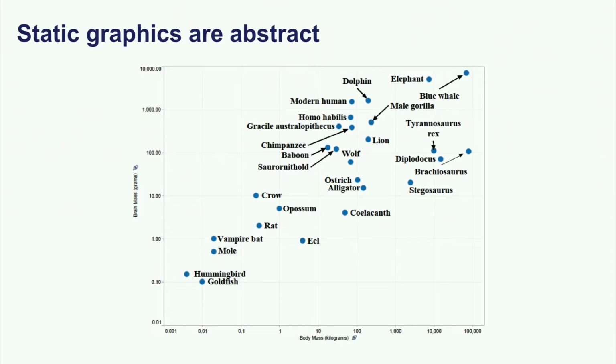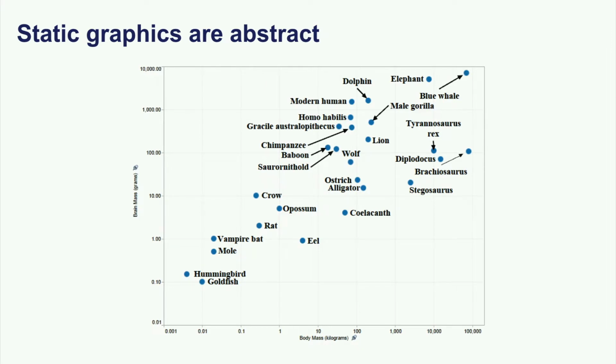But these graphics are traditionally abstract. So this is an example of a log scale showing the relationship between brain and body mass for various animals. If you were to look and study this graph for a moment, your eye has to wander to the blue points and try to associate the labels with those points before deciphering a pattern.